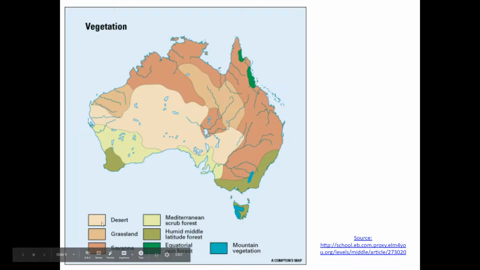If we look at vegetation, desert is in sort of pink, and it's right there in the middle. That's heavy desert. You also have some grasslands and you have some savanna, but for the most part, Australia is a very dry continent. You do end up with some humid middle latitude forest if you're looking down here. And there's some equatorial rainforest. Very little rainforest, but there is some in Australia right up there, closest to that northeastern tip of Australia. So Australia is mostly dry.